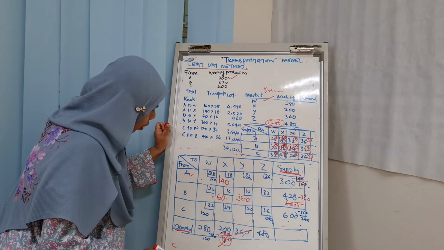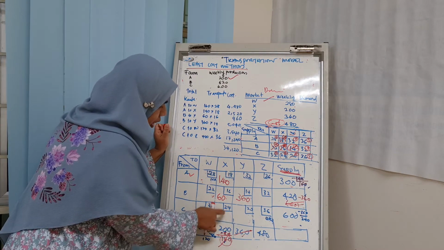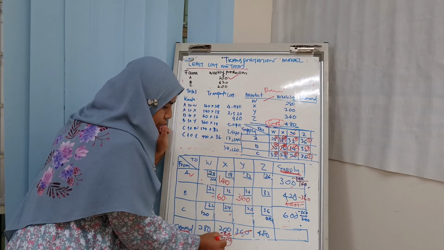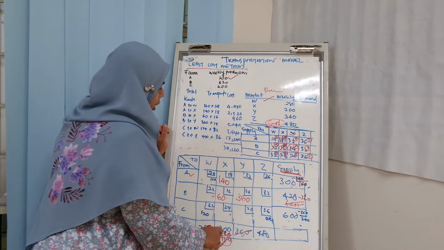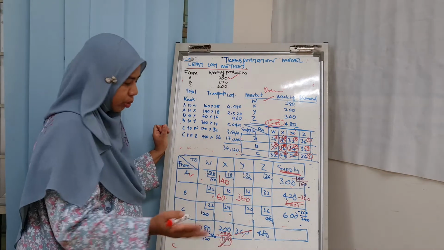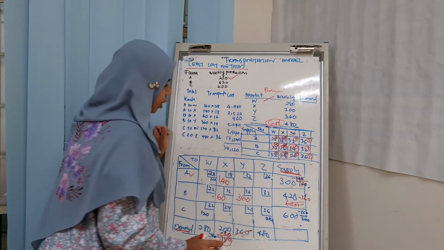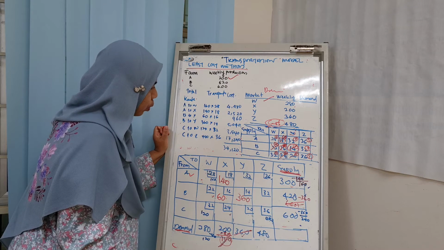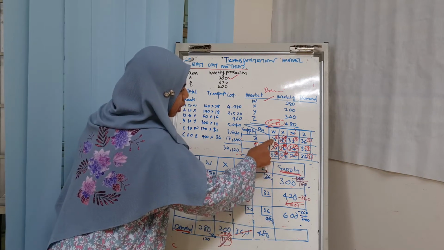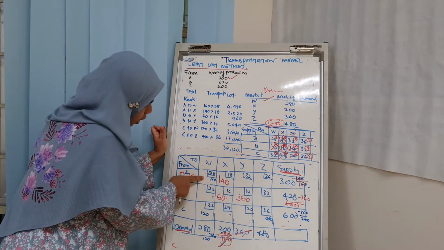Where is the 24? Here. Okay, here is a 24. Okay, 24 also we cannot put because it's already full. The demand from the X is already full. We cannot put here. Okay, 24 still finished, and then we go to 28. Okay, what is the 28 here? Okay, 28 here.